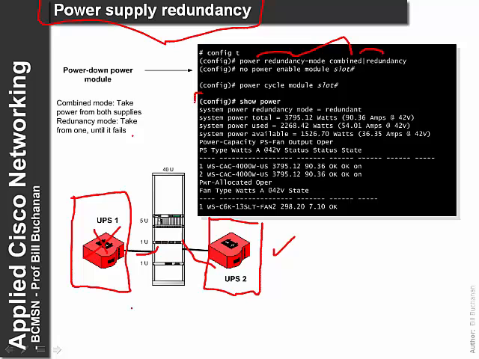To show the power, we can run the command show power. In this case we can see that we're running in redundant mode. There is 3.8 kilowatts available from one power supply for both power supplies, and 2.268 kilowatts are actually used at the present time. So we can see here the two power supplies are listed, and we can see the state of them is on.